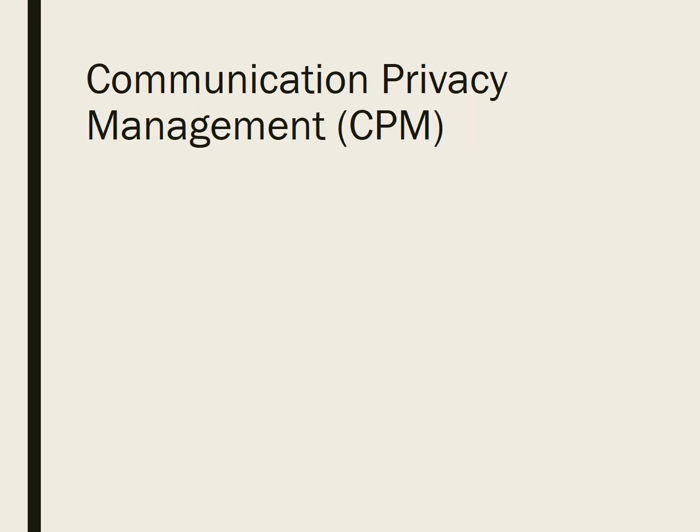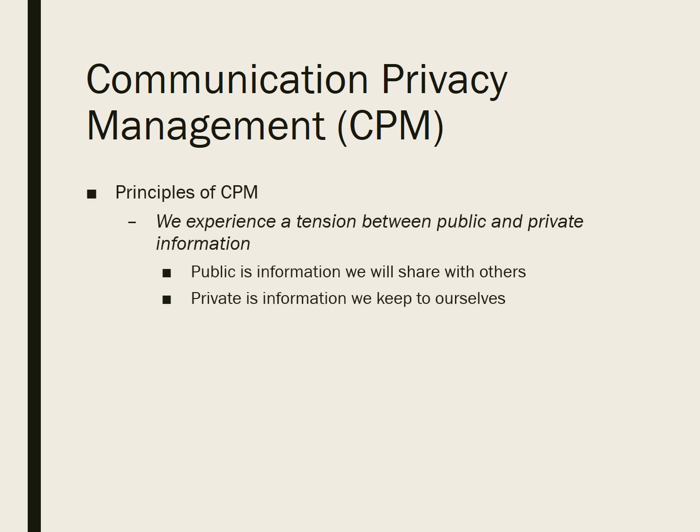All right, then we have communication privacy management theory. I'm just going to talk about this a little bit because I'm not too familiar with this theory. But remember when we talked about dialectical tensions in one of the other mini lectures? Basically, according to communication privacy management, or CPM, we experience a tension between information that we want to share publicly versus information we want to keep private to ourselves. This is information we have within us. So public information is what I'll share with other people. Private information is what I will just keep to myself and not share.